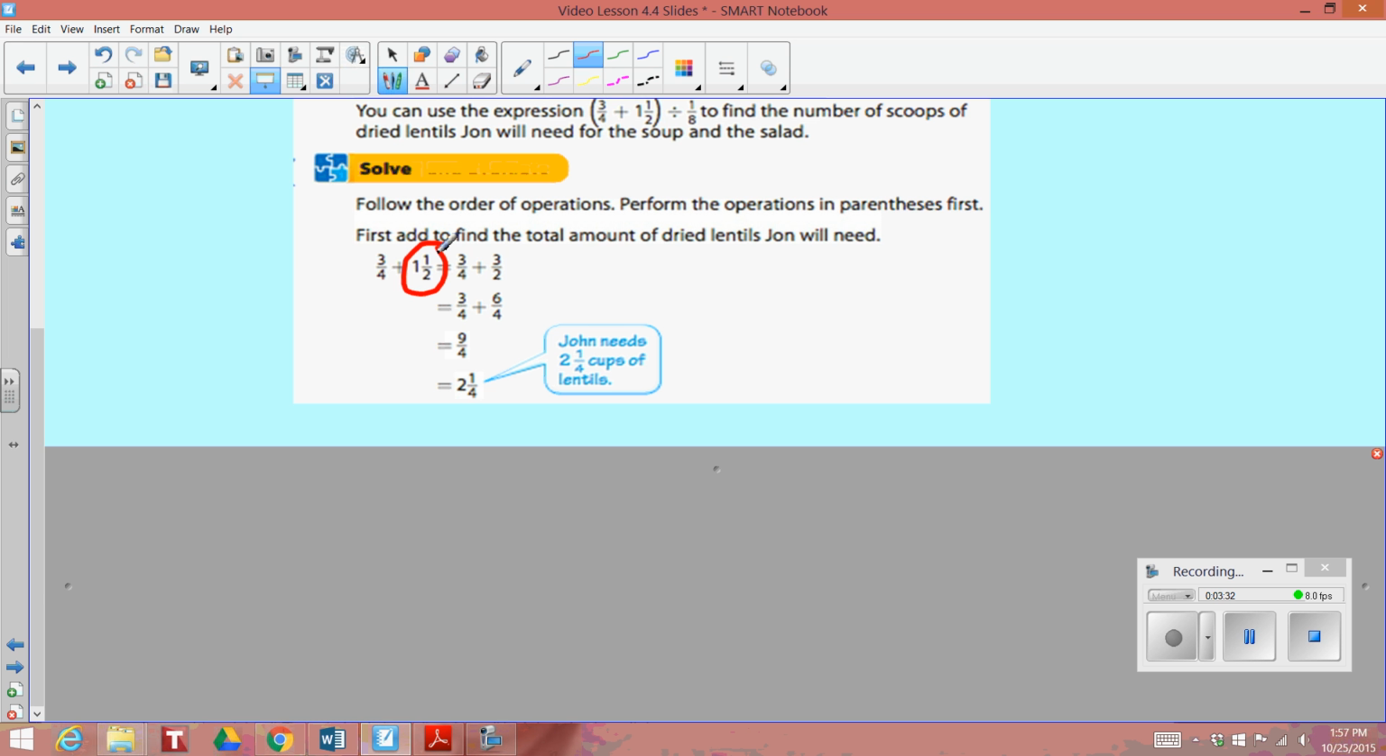Now 3/2 is also equivalent to 6/4. So we can add 3/4 plus 6/4 a lot easier when we make the denominators the same. In order to make the denominators the same, we have to use a common multiple. So we know that 2 and 4 have a multiple of 4 in common. So all we need to do is change 3/2 into fourths. 3/2 is equivalent to 6/4. When we add them together, we get 9/4, which is 2 and 1/4 cups of lentils. So he needs that in total for the salad and the soup.